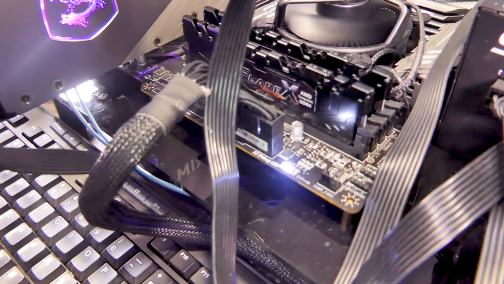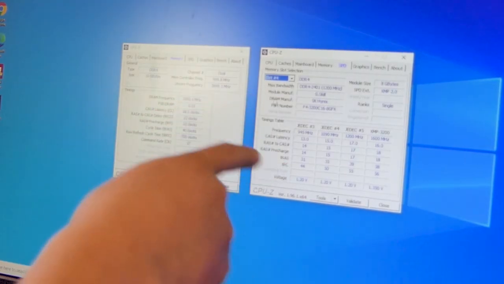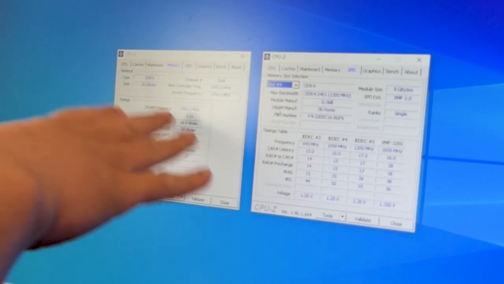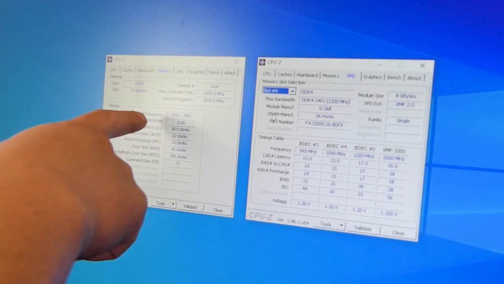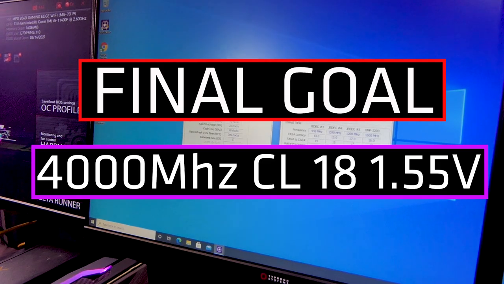Okay, it's not bouncing back. Okay, good. We have 3200 CL16 SK Hynix. In actual fact, this is as far as we've gotten it stable: 4000 MHz, CL18. So now, it's up to Bell to beat this.